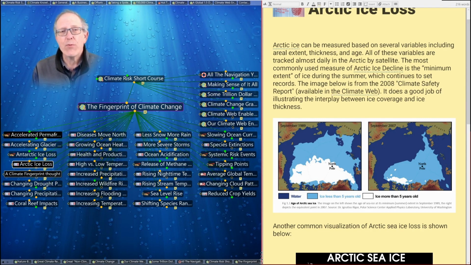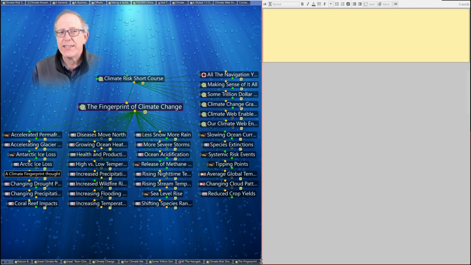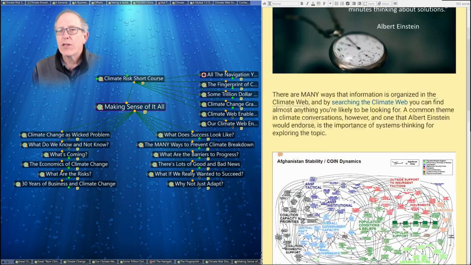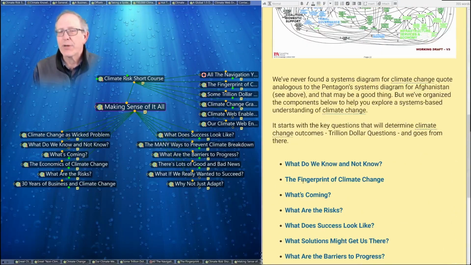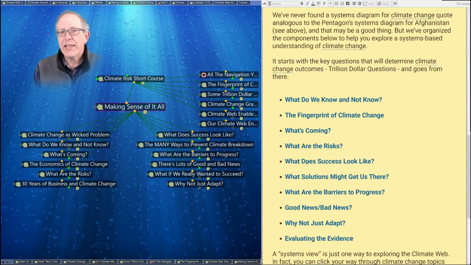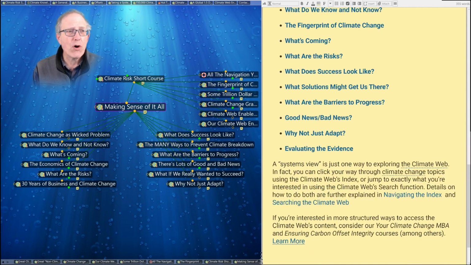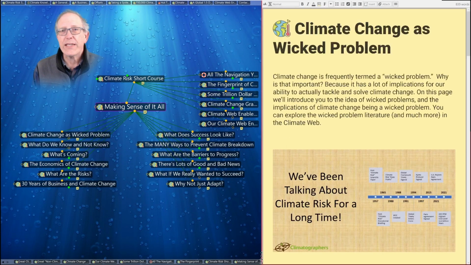And there are quite a few elements of the climate change fingerprint, as you can see here. The next is making sense of it all, which takes a systems-based look at climate change. And so again, sort of introducing the topic of a systems-based view, and then you'll see links that correspond to the links in the Plex at left. But here you can go and take a look and explore the topic of thinking about climate change as a wicked problem. Some people don't agree with that, but I think it's a useful formulation, and you can walk through it in the notes field.